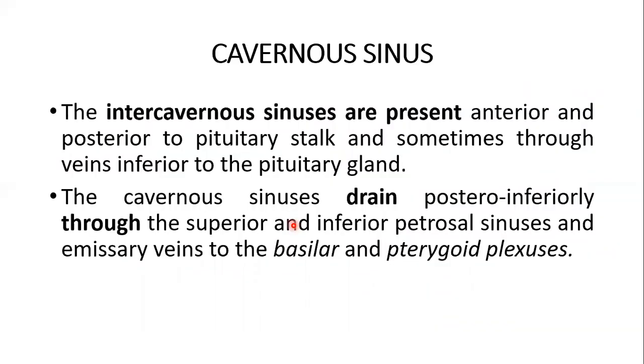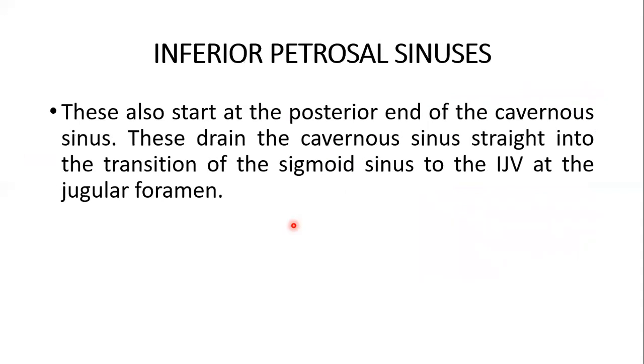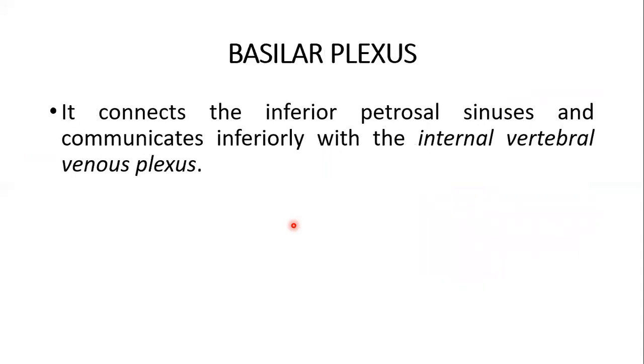So they are drained through the superior and inferior petrosal sinuses. I told you already briefly. Lastly, I will go back to the picture to briefly explain that. This is the superior petrosal sinus, told you already. This is the inferior petrosal sinus, told you already. And a few words about the basilar plexus. It connects the inferior petrosal sinuses and communicates inferiorly with the internal vertebral venous plexus.